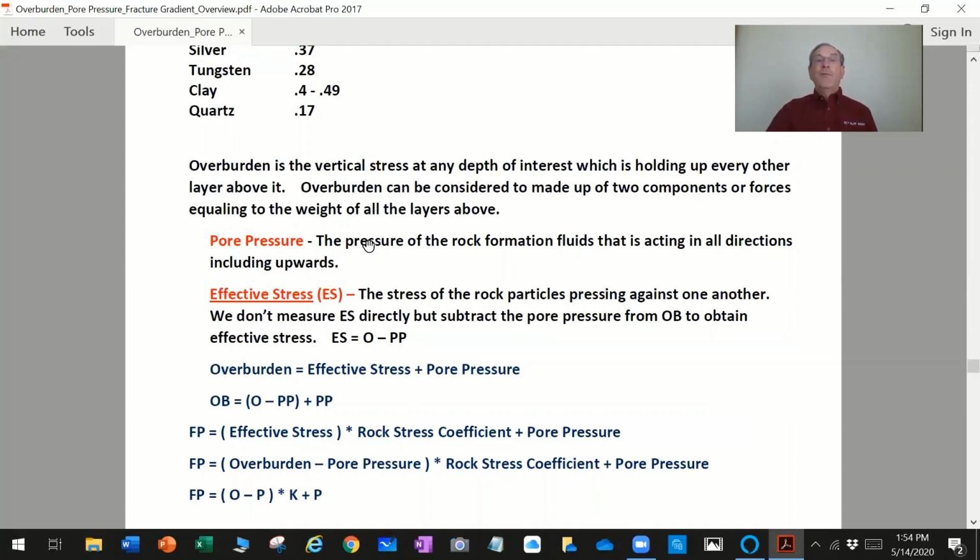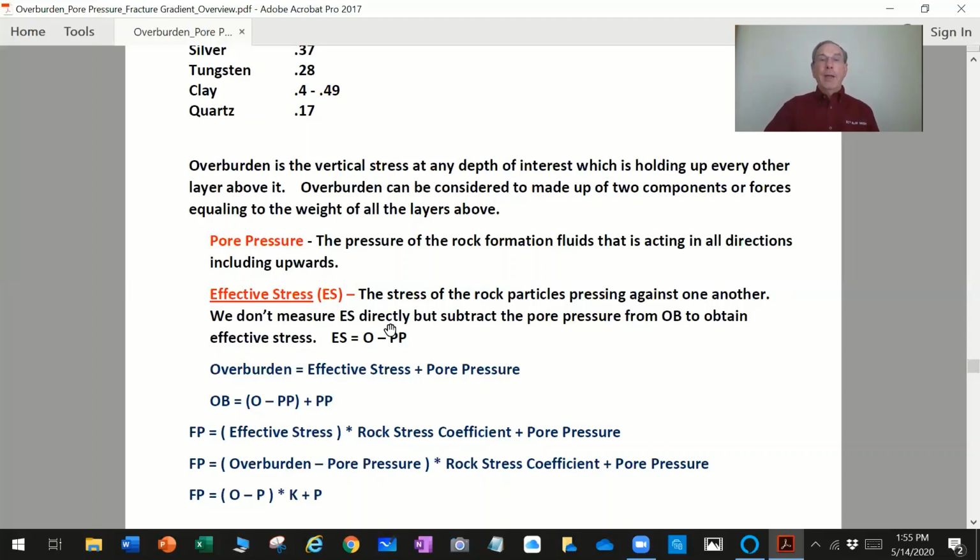And then we have the effective stress. Effective stress, sometimes referred to as matrix stress, is the stress of the rock particles pressing against one another. We don't measure effective stress directly, but we subtract pore pressure from overburden to obtain effective stress. So, if you think about it, say the overburden is 18 pounds per gallon, and it has a 9 pound per gallon pressure, that means the effective stress would be 9, because those two numbers have to equal overburden. So the effective stress would be 9 and the pore pressure would be 9, and the earth is happy. Okay, so overburden is effective stress plus pore pressure, that combination.